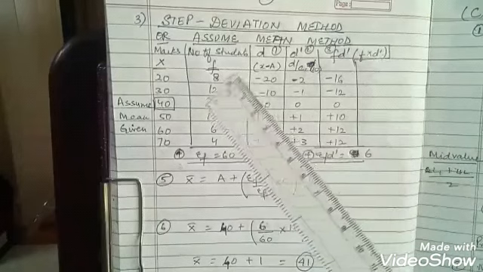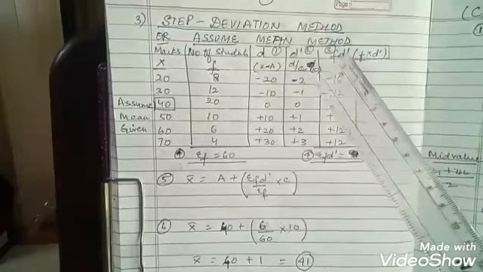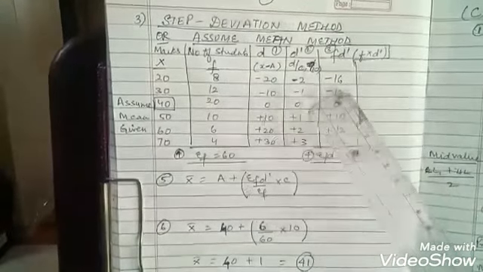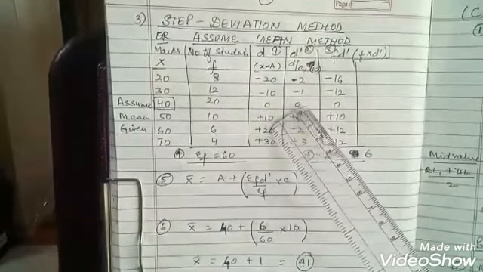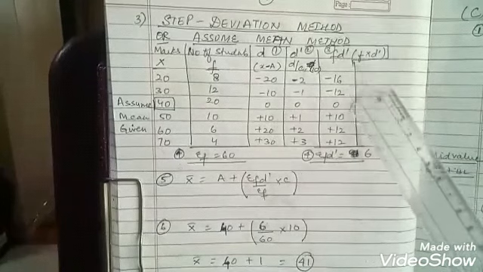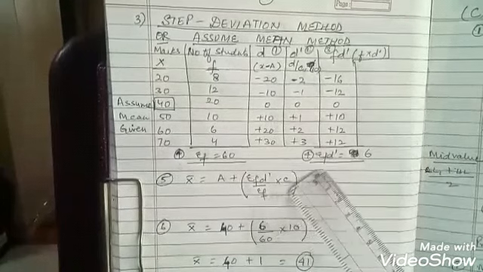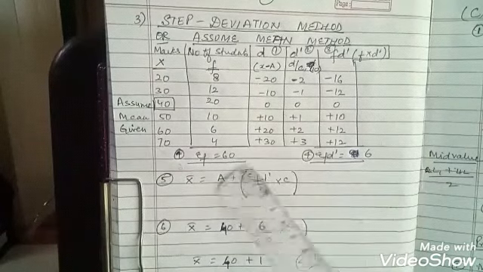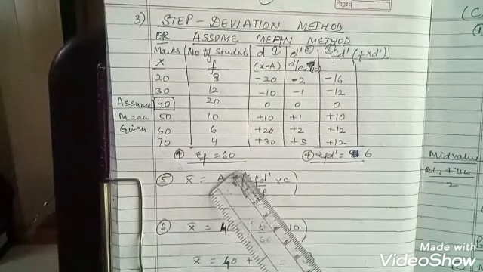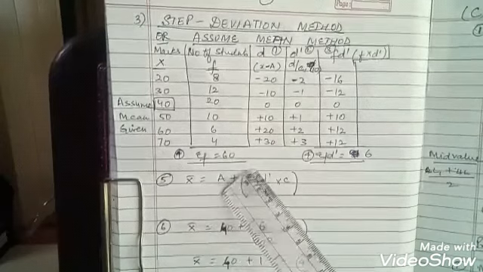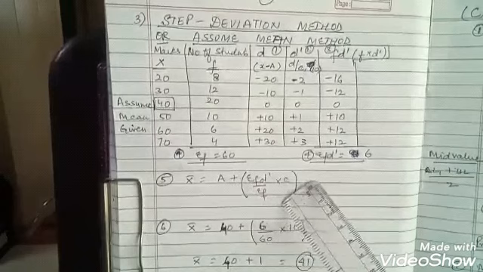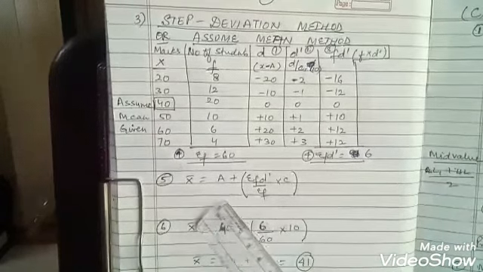The third step will be you will multiply f into d dash. So it is f d dash. 8 into minus 2 is minus 16, 12 into minus 1 is minus 12 and so on. Then the fourth step is you will take the summation of f d dash and the summation of f. I told you summation of f is n, but we will write summation of f, we will not write n, to avoid any sort of confusion.